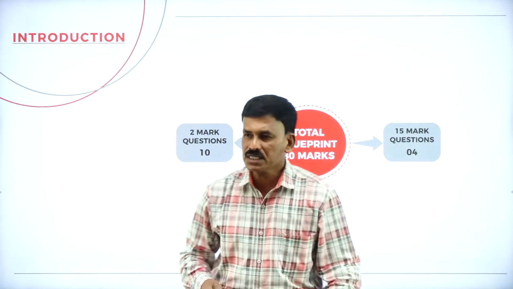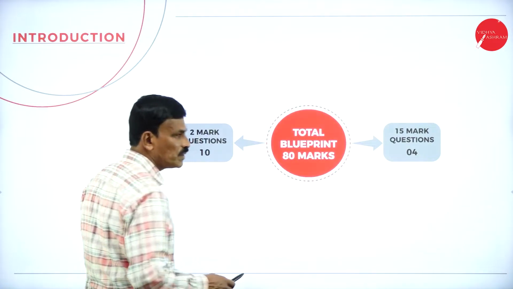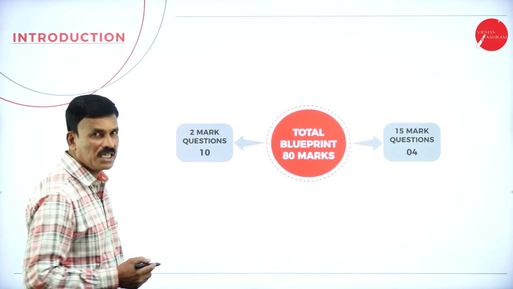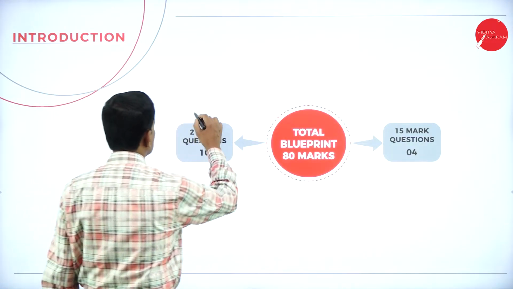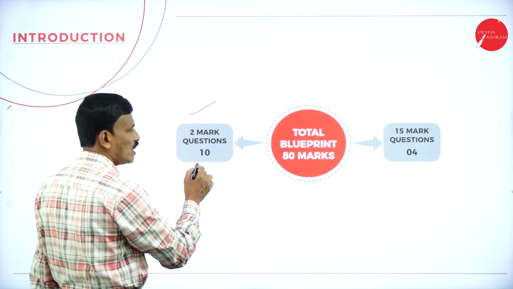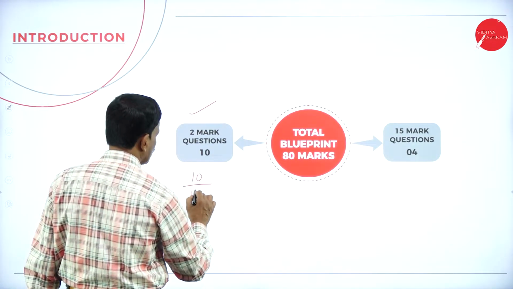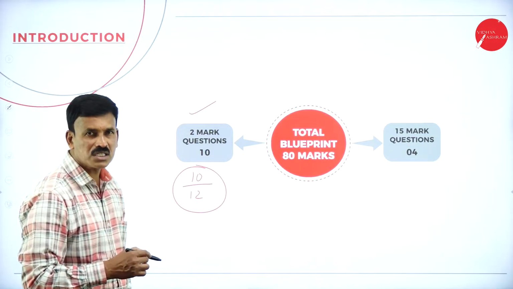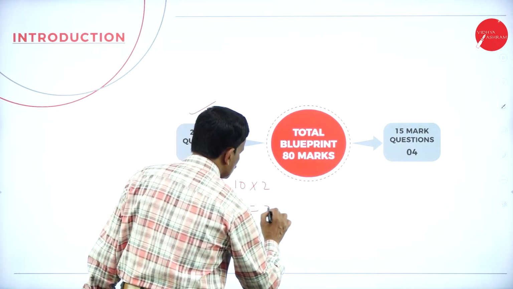So now let us come to the model. You might have seen the question paper. The blueprint for the question paper is for 80 marks. In the question paper you are going to get two types of questions, from part A and part B. In part A you will have 2 mark questions. You have to answer 10 out of 12 questions. So 10 two-mark questions have to be answered out of 12. That is 10 into 2, equal to 20 marks.